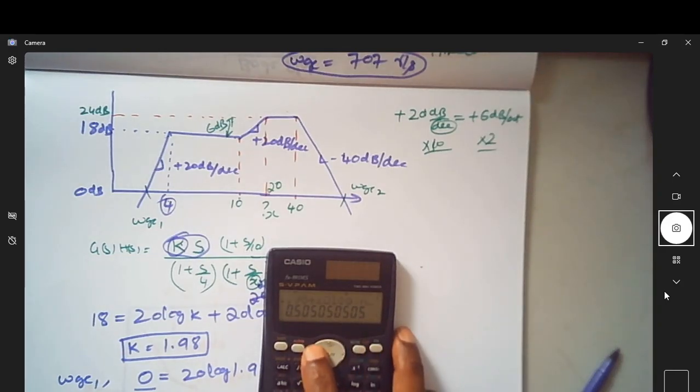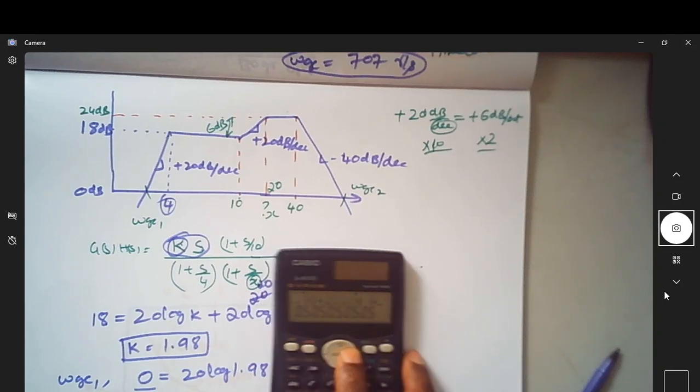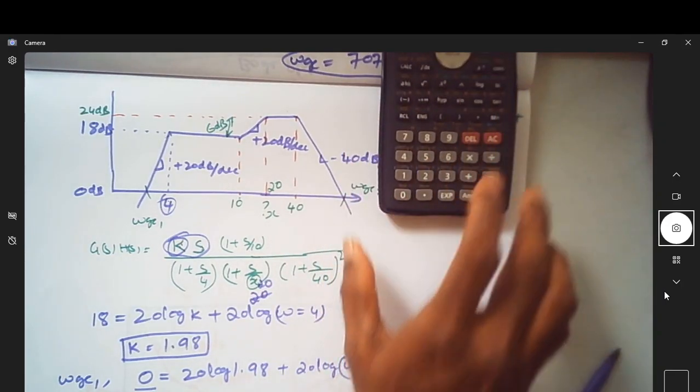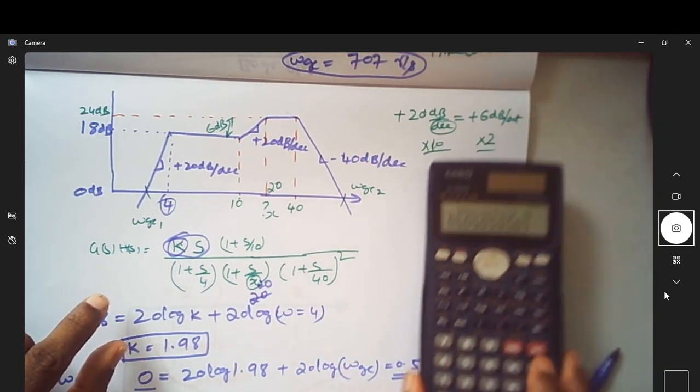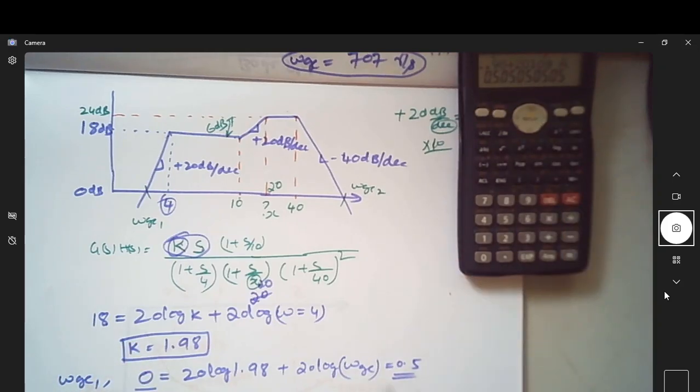So we have equated this to 0 is equal to 20 log of 1.98 plus 20 log of alpha a. Fine, so this is omega gc1. Omega gc1 is 0.5 radian per second. Correct.